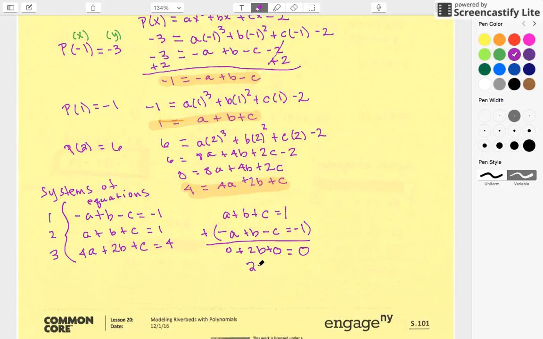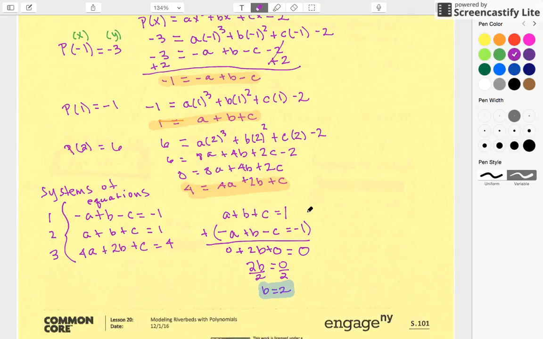So what's good about this is that we get 2b is equal to 0. If we want to isolate b, you divide by 2, but you'll notice you get a 0 right here, so b is equal to 0. So what we have done is locate our first value, the b value. We solved another piece of our puzzle, okay?